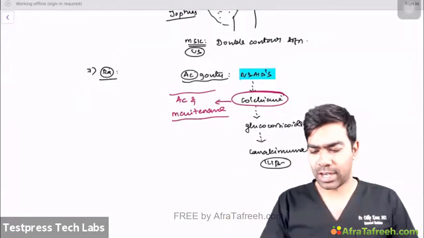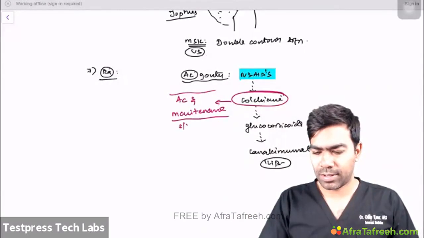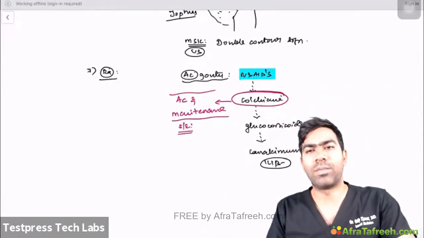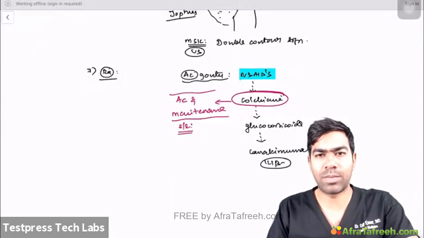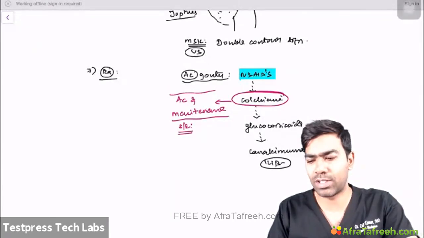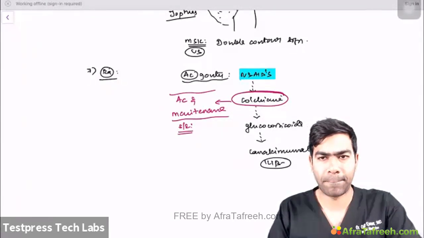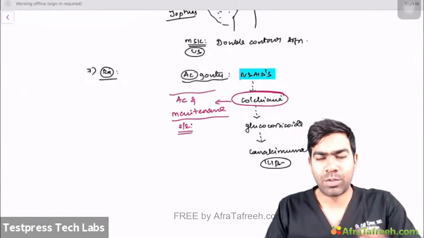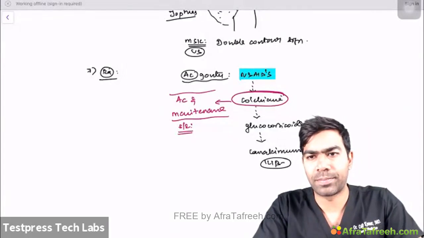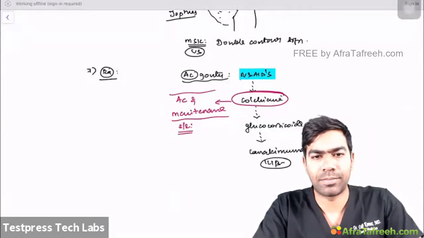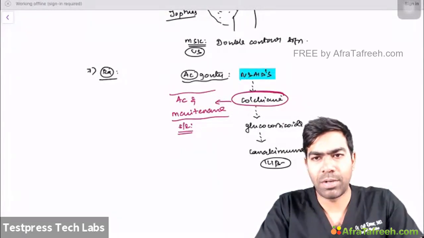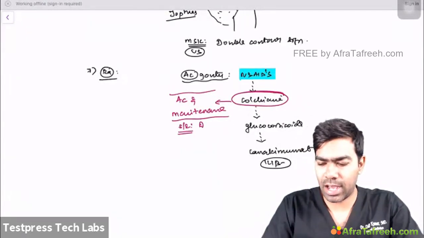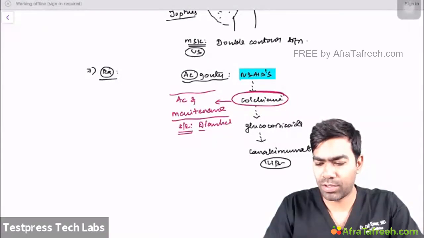But you know the side effects of colchicine. We need not tell much about it. Everyone who's studying good pharmacology must be aware of the side effects of colchicine. So what is the most common, most important side effect of colchicine? Colicky pain, but more importantly, it is diarrhea. Diarrhea is the most important side effect of colchicine.